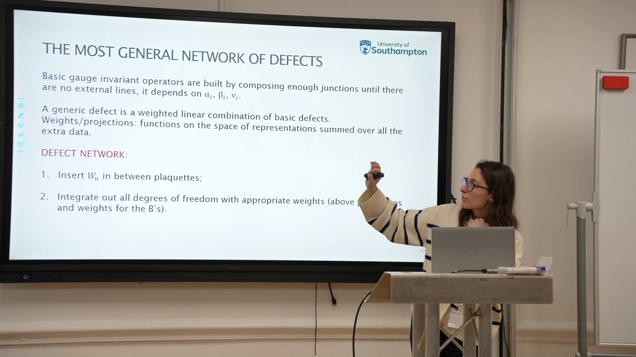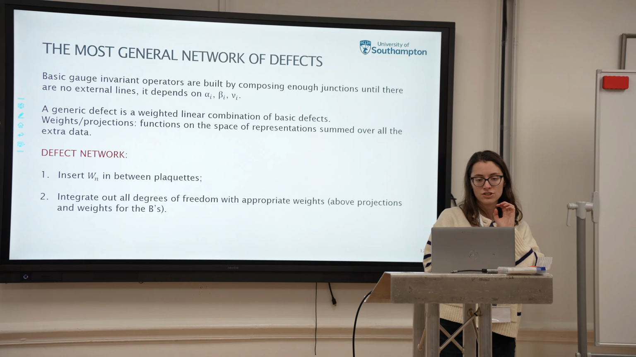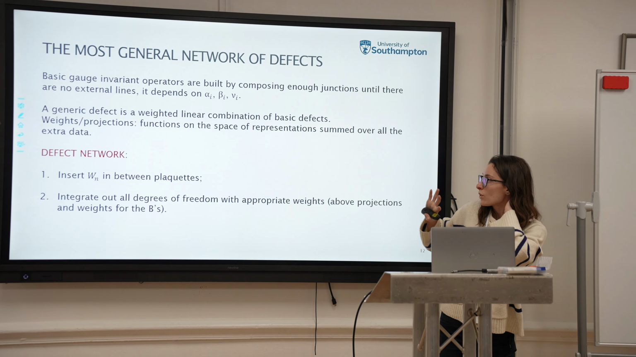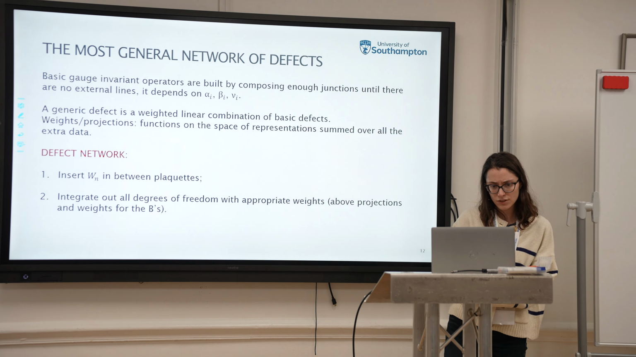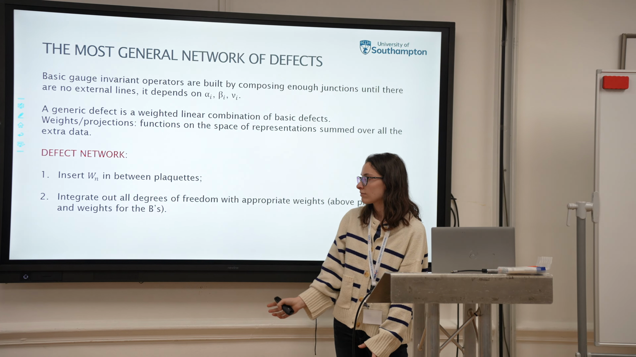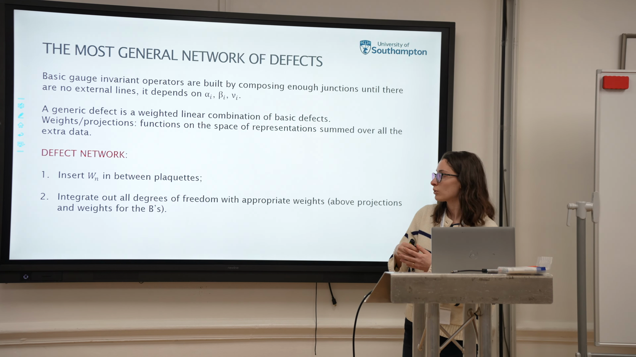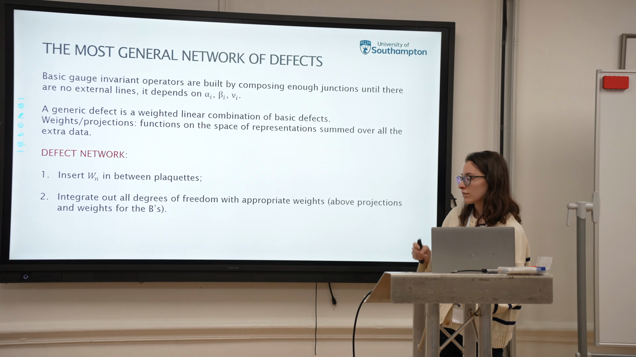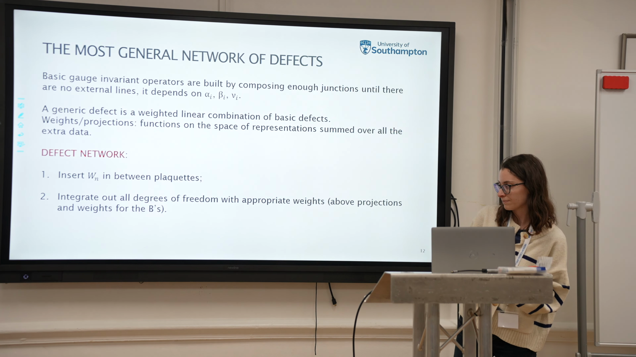Okay, so this is our set of operations. With this set of operations, we can finally build the basic gauge invariant object just by composing enough n-line junctions until there are no external legs. And then a generic defect will be a weighted linear combination of these gauge invariant defects. So now I can give you a very simple, very local prescription for building a defect network. You just have to insert your preferred n-line junction in between plaquettes, and then you have to integrate out all the degrees of freedom with the appropriate weights so that you can recover the partition function with the defect inserted.